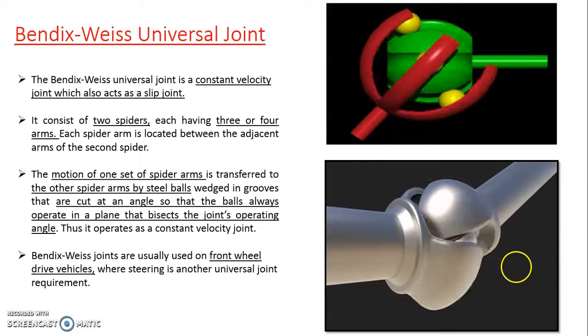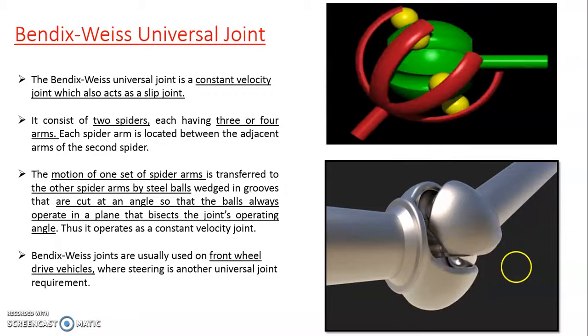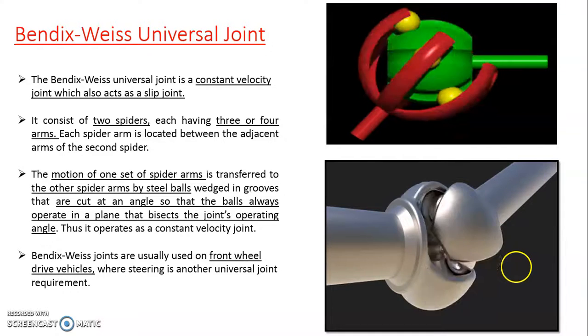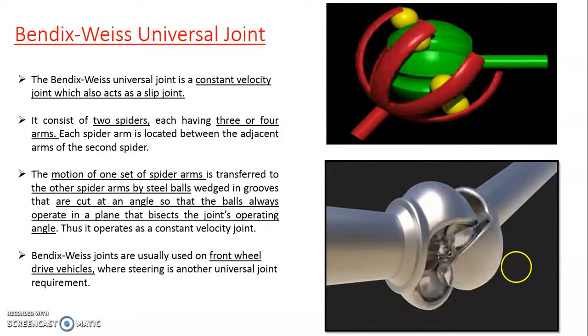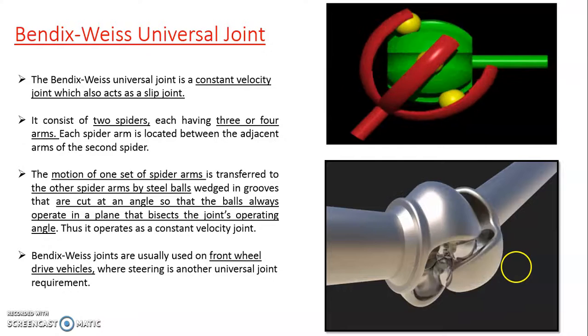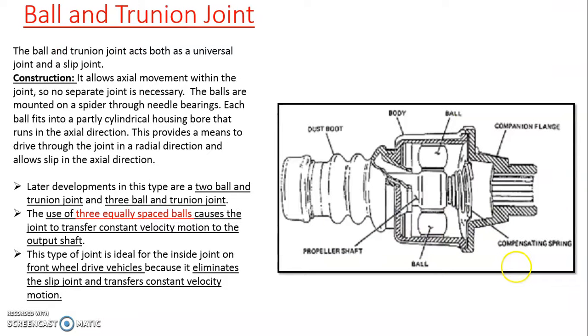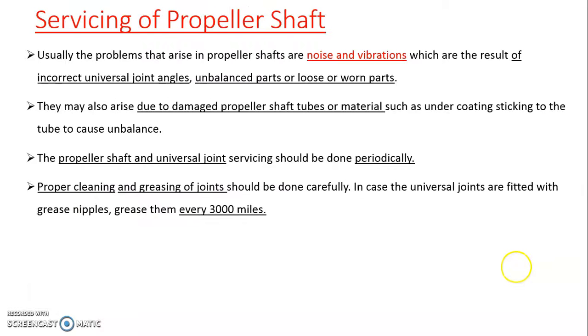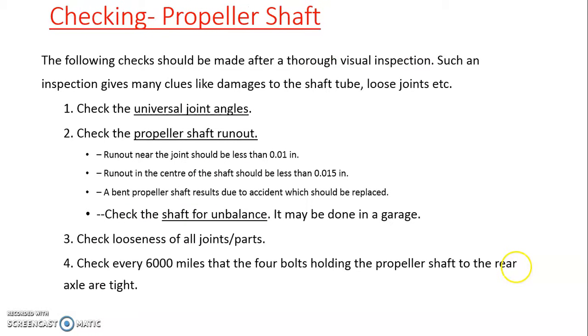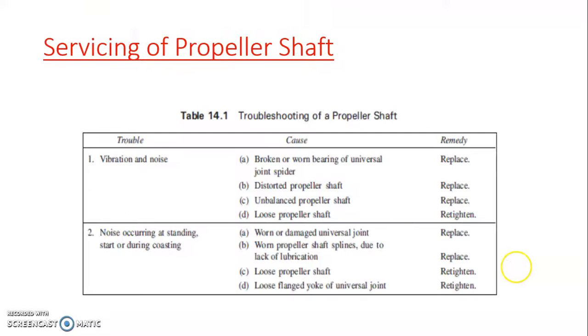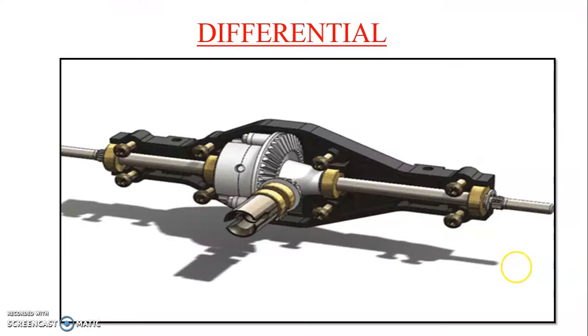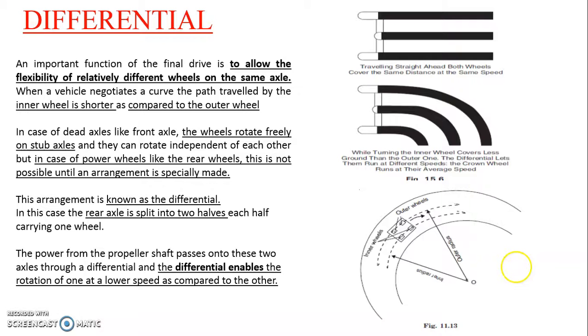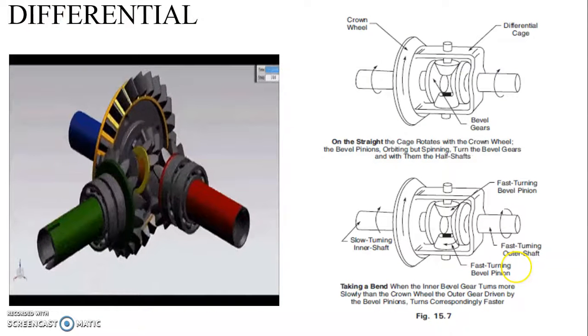We have seen the Bendix Weiss universal joint, a spherical joint with different ball arrangements and two split spiders. We have discussed this, as well as the ball and trunnion joint arrangement. We have also seen servicing of the propeller shaft: how to check, how to service, what the common causes of faults are and what the remedies are. And in the differential we have discussed why there is a need for a differential and how it works.